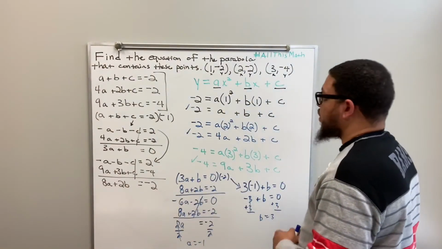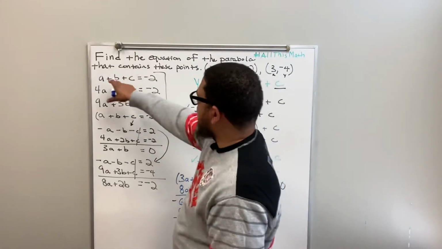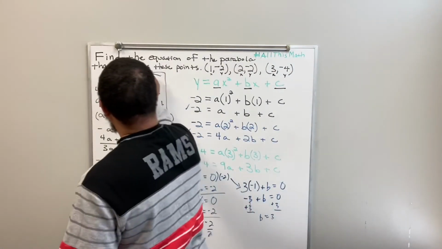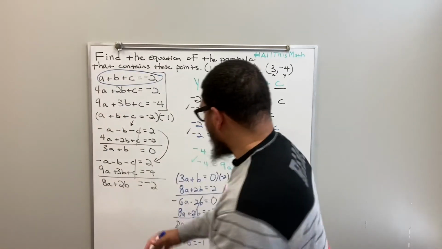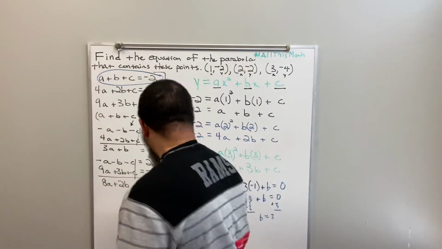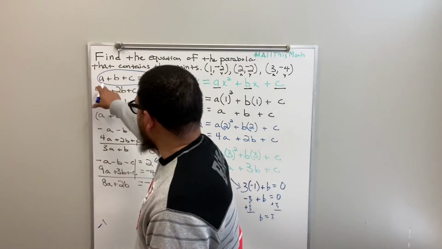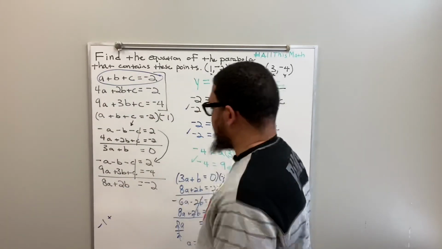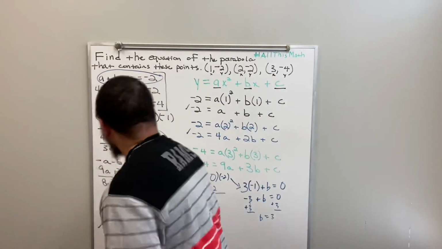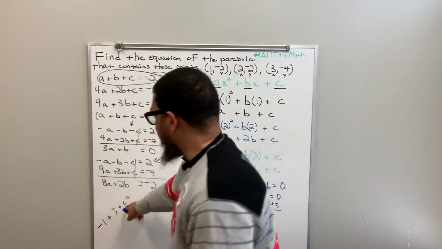So watch this. Okay, a is negative 1. I'm going to use this first equation. And I'm a little pressed for space, so watch me do this diagonally. First equation, I replace a with negative 1. Write a plus sign. I replace b with positive 3. Write another plus sign. I don't know what c is, so I write plus c.